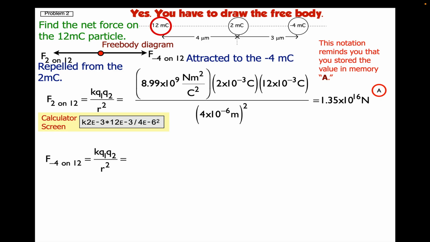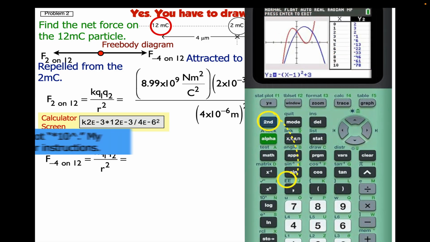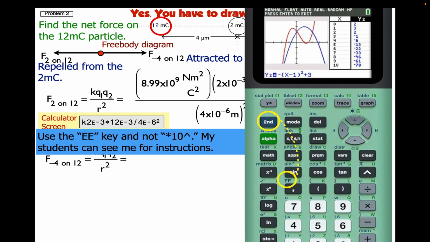When you are writing your final answer, though, you need to write it in math. This is basically texting, and in formal writing we don't include texting characters. So if you're going to use that E notation, you can't use it in the answer, only on the calculator. To use the EE, you press the second button and then the EE key, which is above the comma on a graphing calculator. It's not just on the graphing calculator, it's on other calculators too, but the graphing calculator is nice because it's color-coded.